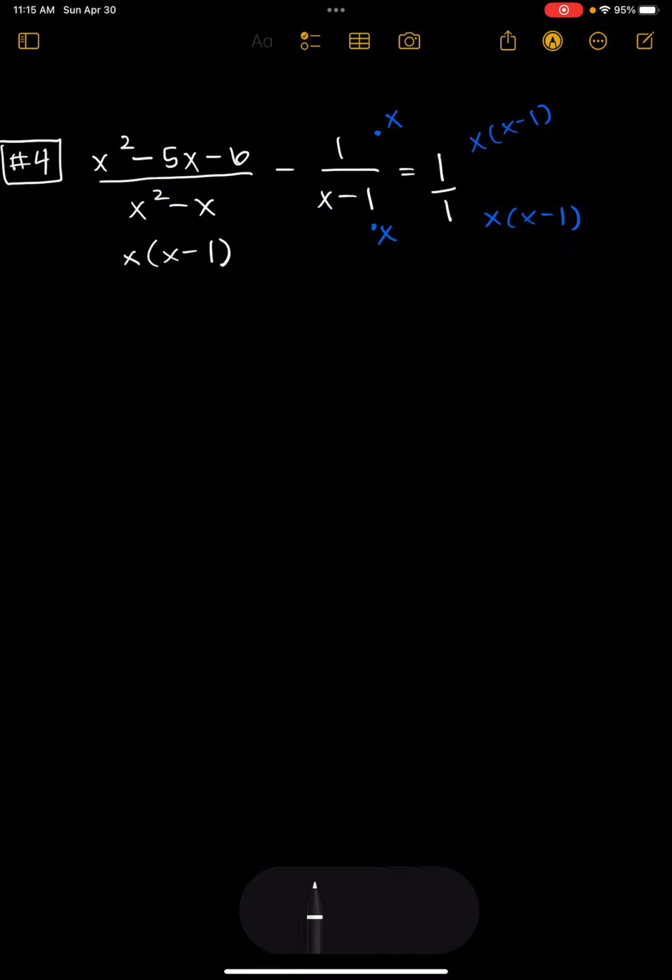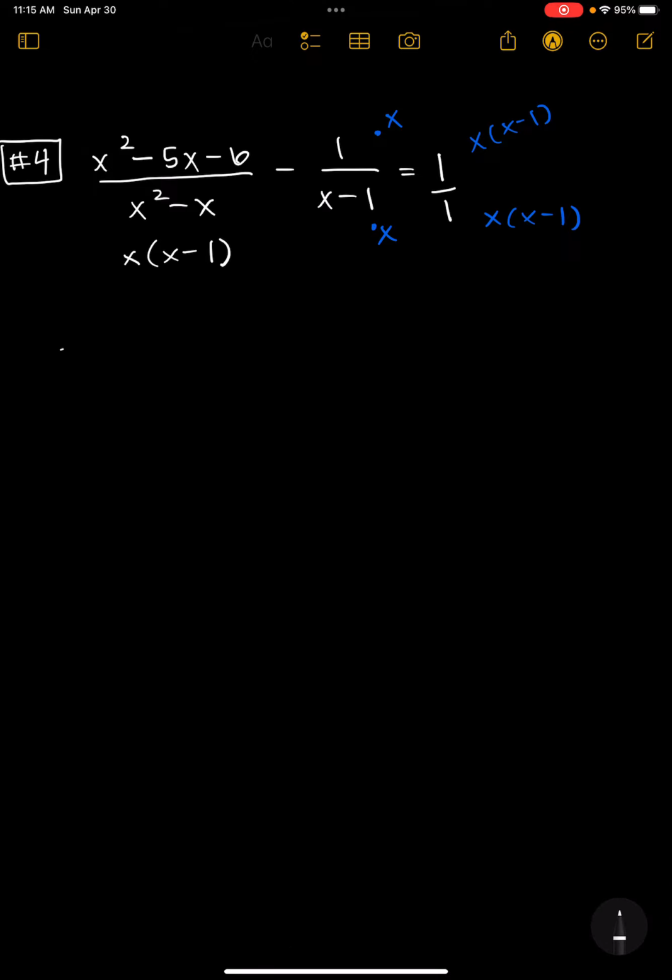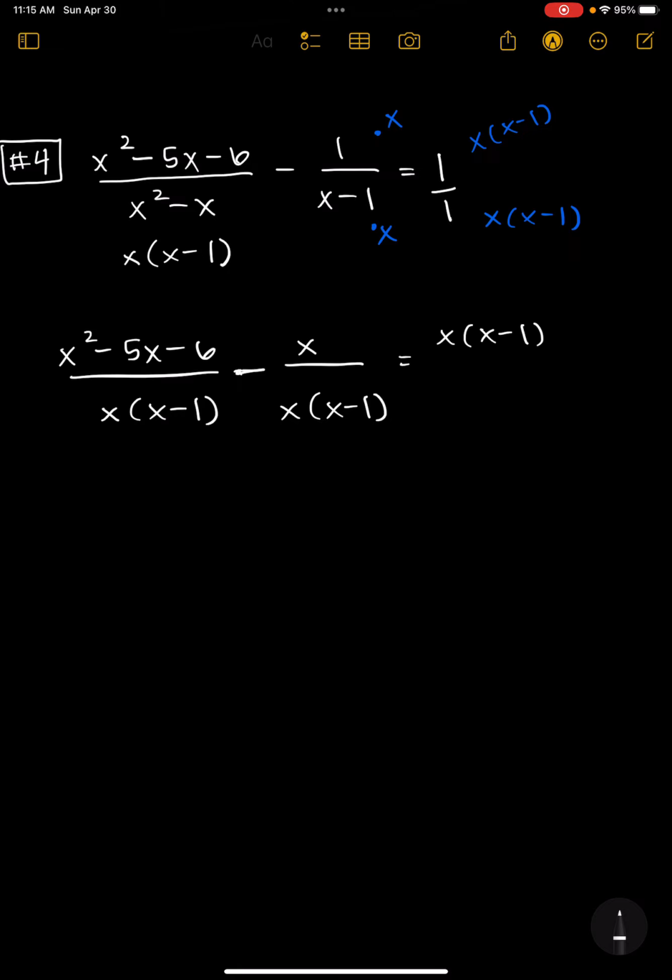All right, so what we'd be left with is the first fraction would stay the same, x squared minus 5x minus 6 over, I'm going to put it in factor form, x times x minus 1, minus 1 times x is x over x times x minus 1 equals x times x minus 1 over x times x minus 1. All right, and then now that the denominators are all the same, we can cancel them out. And we're just left with the top.